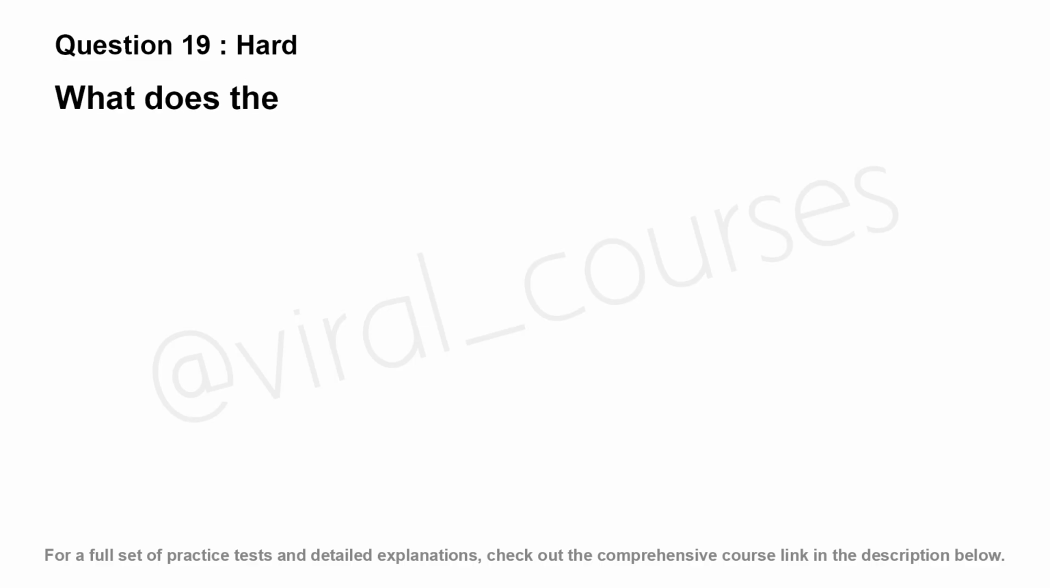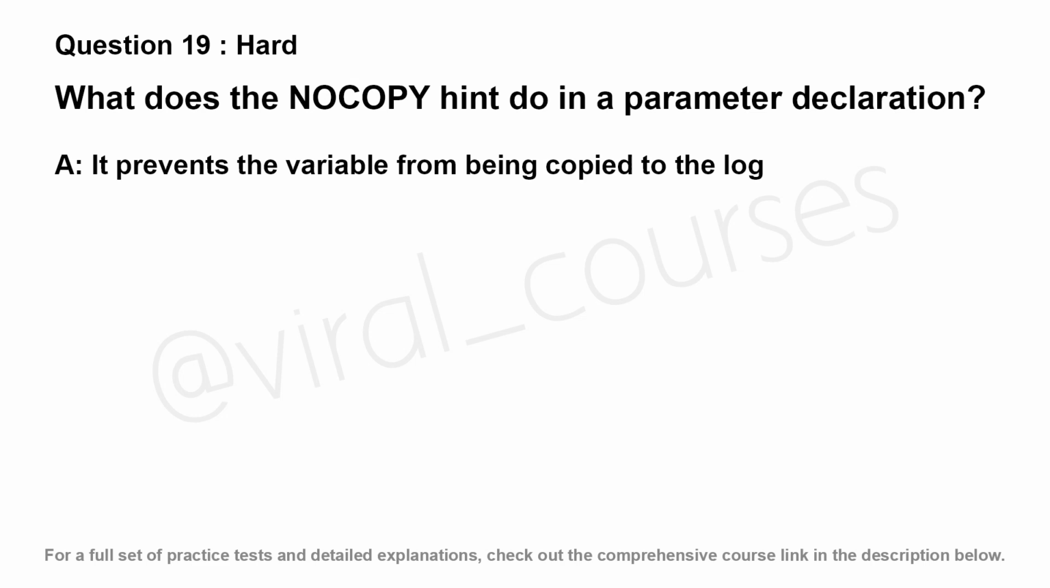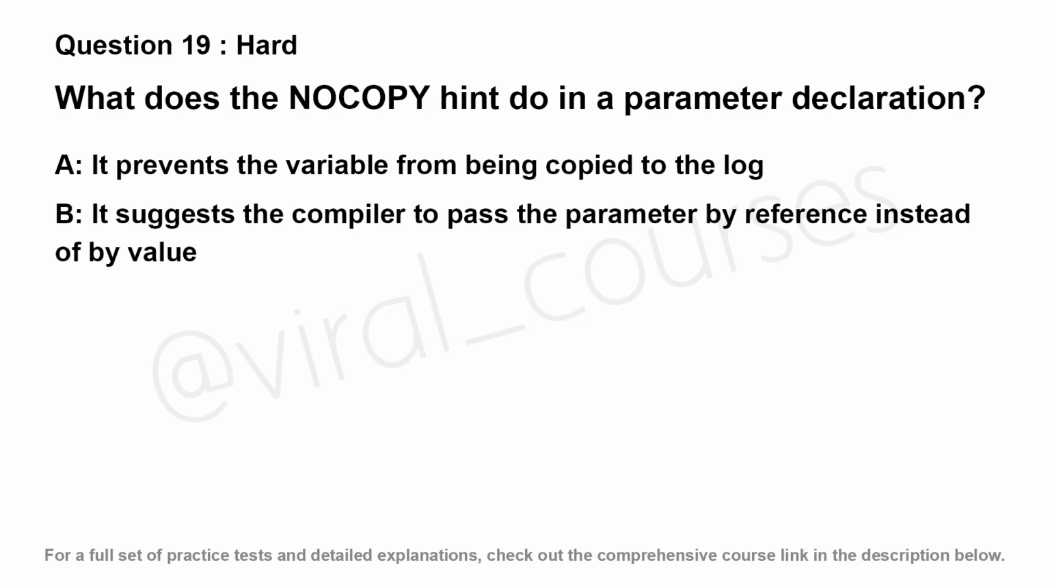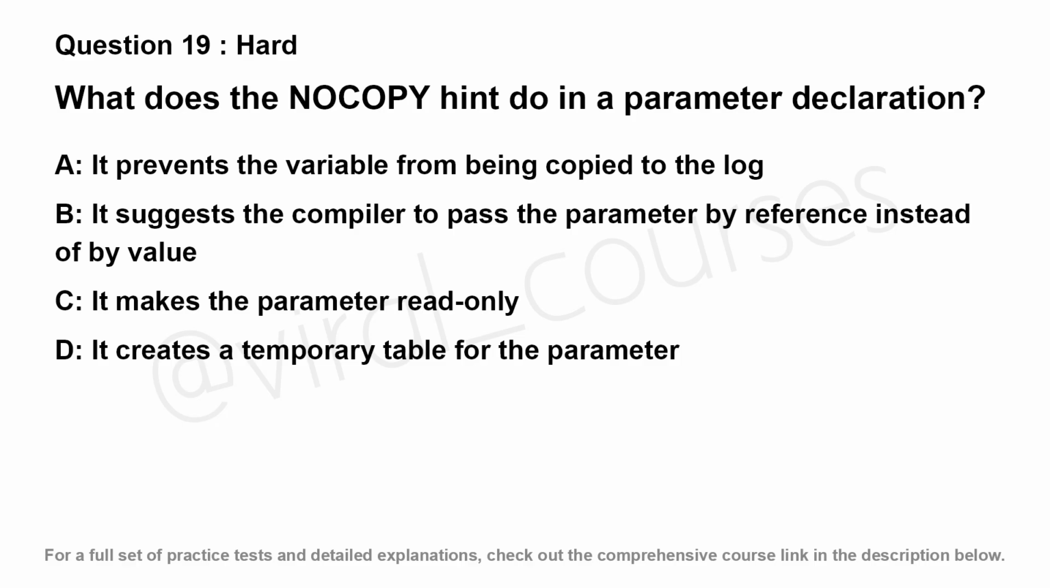What does the NOCOPY hint do in a parameter declaration? Option A. It prevents the variable from being copied to the log. Option B. It suggests the compiler to pass the parameter by reference instead of by value. Option C. It makes the parameter read-only. Option D. It creates a temporary table for the parameter.